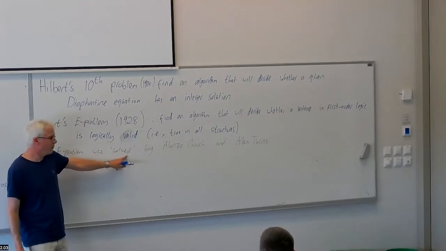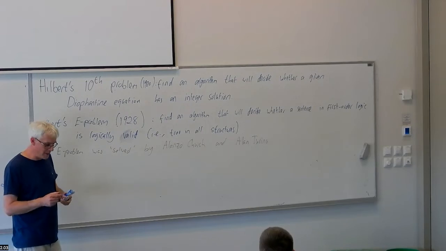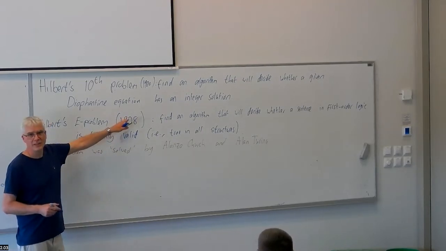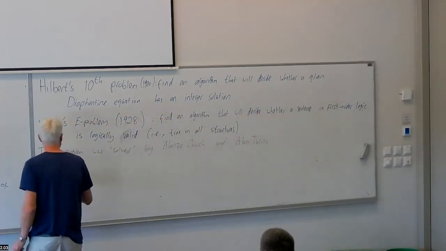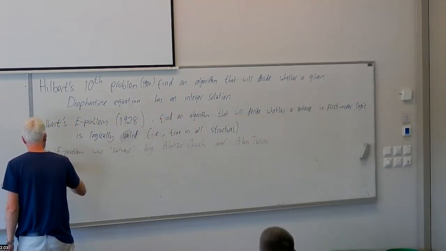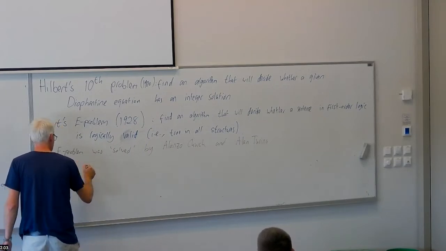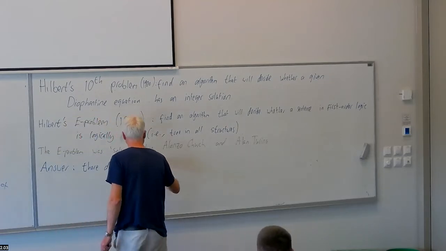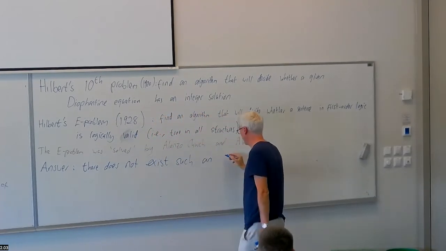But why do I say solved here in inverted commas rather than actually solved? And the reason is that their answer was not to find an algorithm. The answer was, it is impossible to find an algorithm to solve this problem. So the answer is there does not exist an algorithm. So there is no point trying to look. There does not exist such an algorithm. It's impossible to find one.